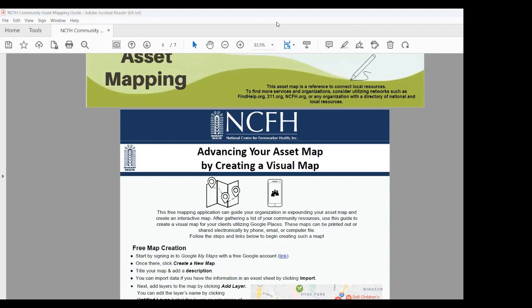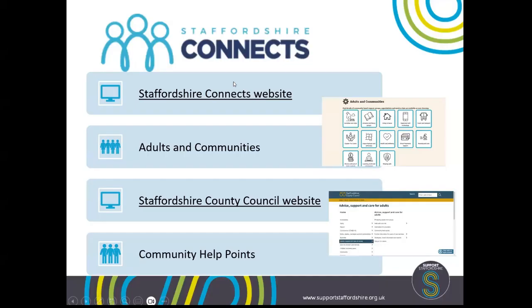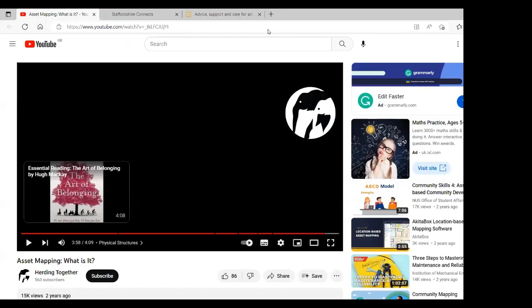Okay, but what happens if you have used your brains and thought about everything and you're not sure where to go and get this information? So there are a couple of places where you can get it. We've got the Staffordshire Connects website, we've got the Staffordshire County Council website, and then you've got the community help points. So again, I'm going to share those pages with you so that I can show you what's on them.